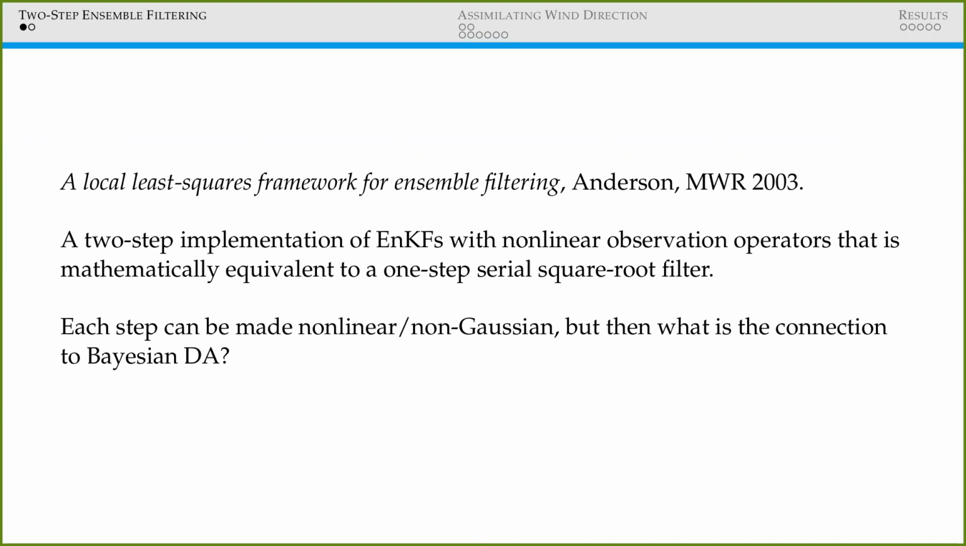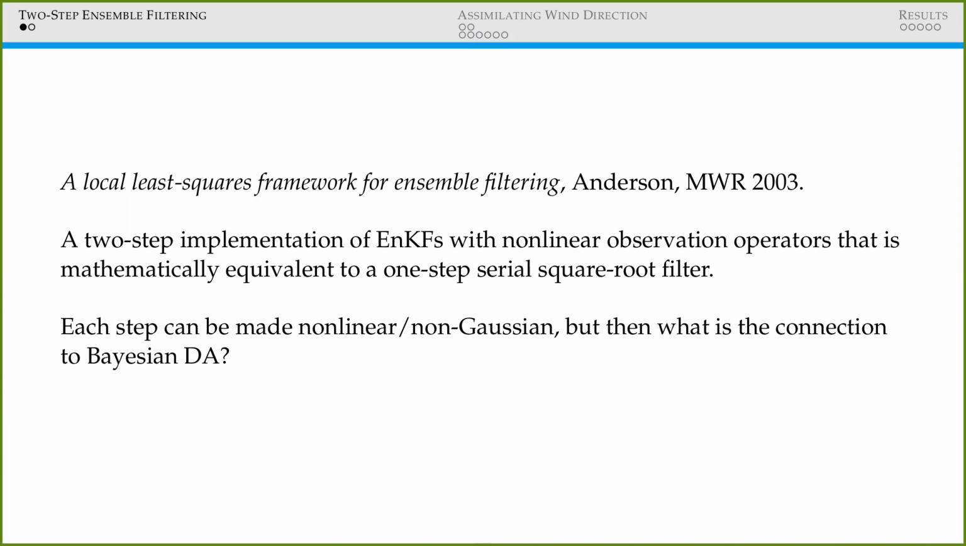So I'm going to talk about two-step methods, and two-step approaches to filtering go back to a paper by Jeff Anderson from 2003. In that paper, you have a two-step algorithm for implementing an EnKF, in the sense that the two-step algorithm is mathematically equivalent to a one-step EnKF. The nice thing about it, though, is it provides a different perspective, and both of the steps can be generalized away from linear Gaussian. So you can come up with algorithms for data assimilation that are not EnKFs.